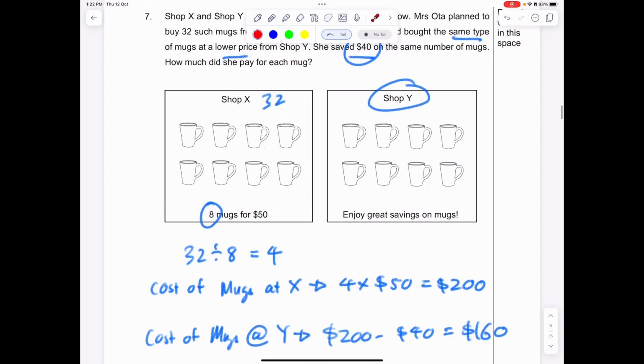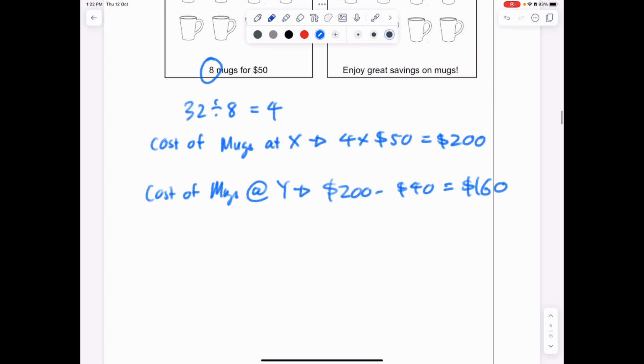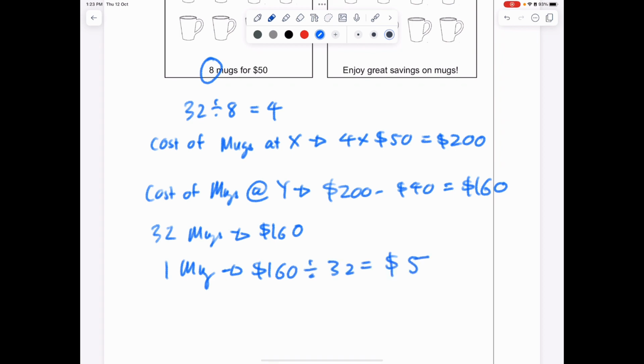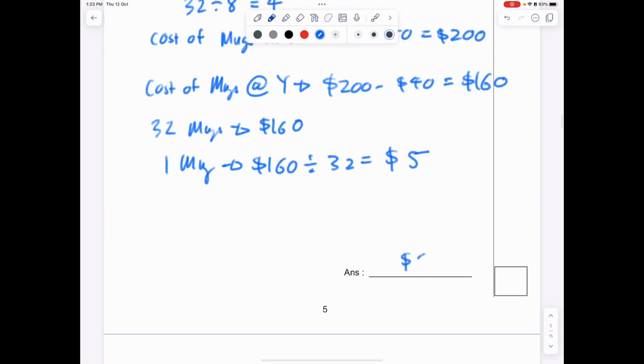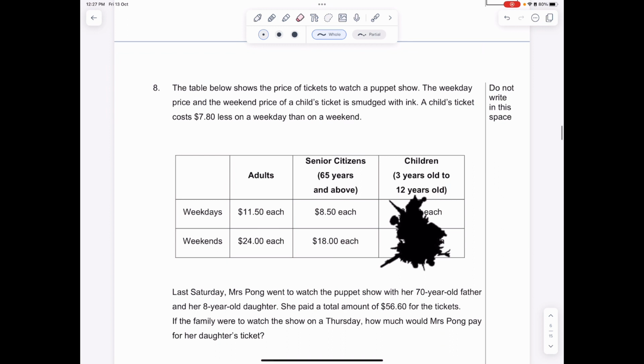So they asked for how much did she pay for each mug. The total number of mugs was 32 mugs. So therefore, to find out the cost of each mug, 32 mugs would have cost 160. 1 mug would be 160 divided by 32. That will give us an answer of $5. So she paid $5. Okay, moving on to question number 8.